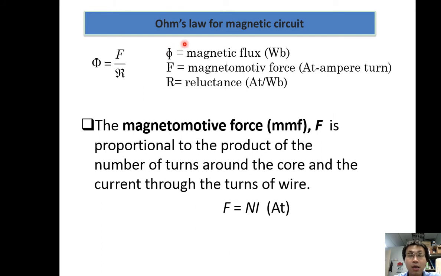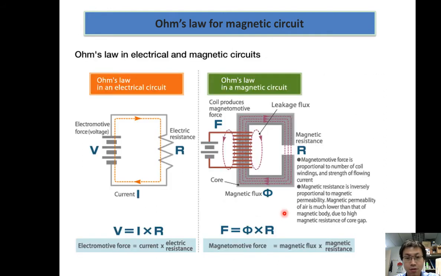So by applying Ohm's law for a magnetic circuit, we have F equals phi R, or phi equals F divided by R. Phi is magnetic flux in Weber, F is magnetomotive force in ampere turns, R is reluctance in ampere turns per Weber. So magnetomotive force, MMF, F, is proportional to the product of the number of turns around the core and the current through the turns of the wire. We put it in this equation: F equals Ni. N is turns, I is ampere. So the unit of F is ampere turns.